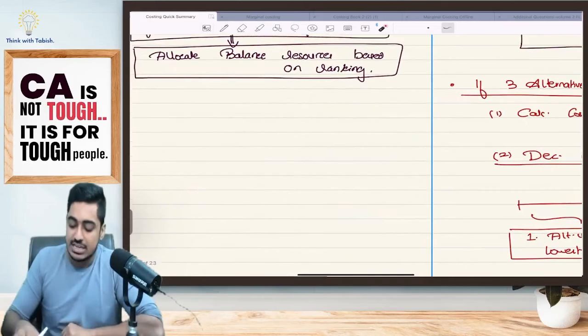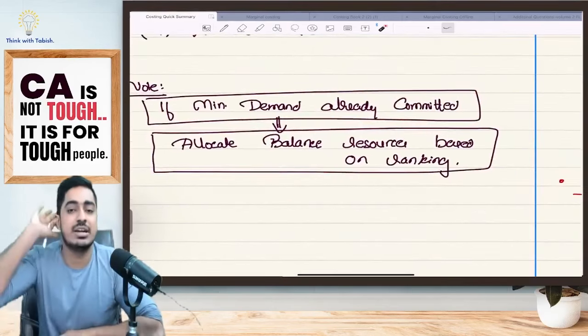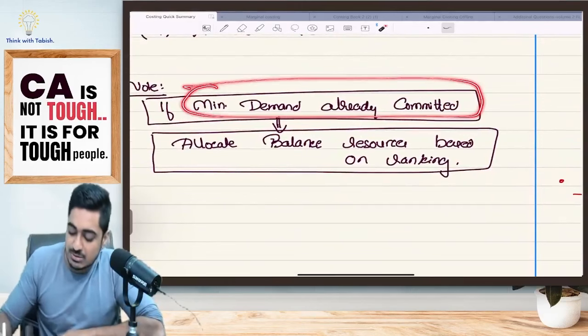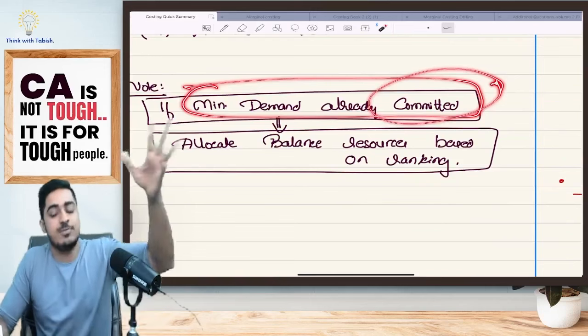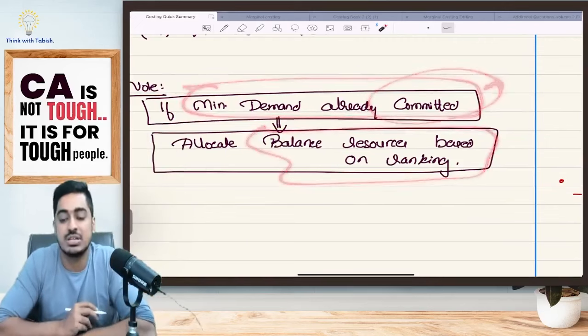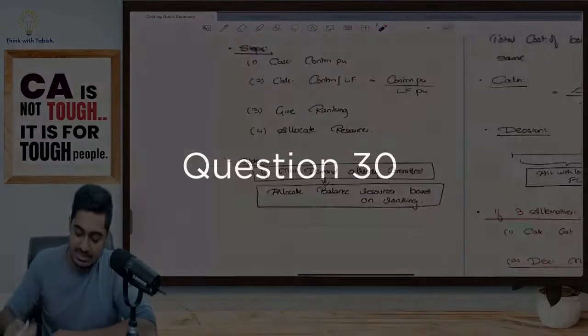Is this clear? Yes, once we have committed, nothing can be done. So if minimum demand is already committed, once we have already committed, then we have to fulfill that commitment, and for the balance resources only, we will allocate based on the ranking. Is this clear, everyone?